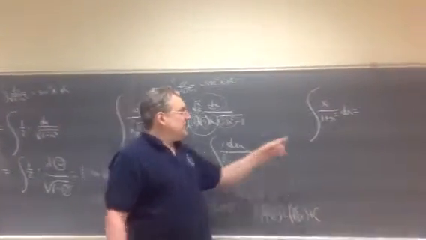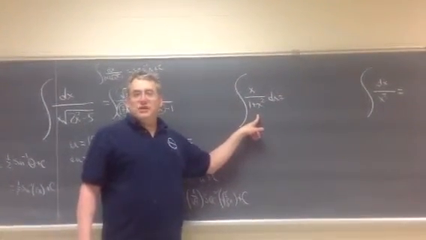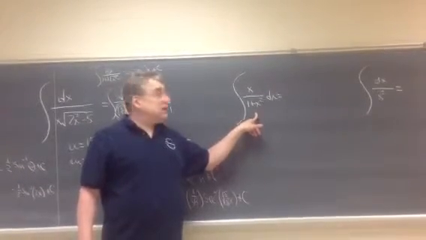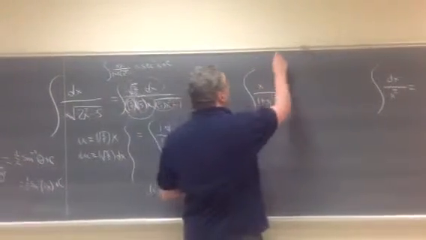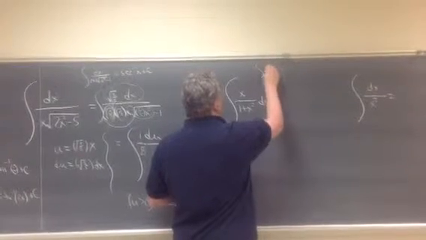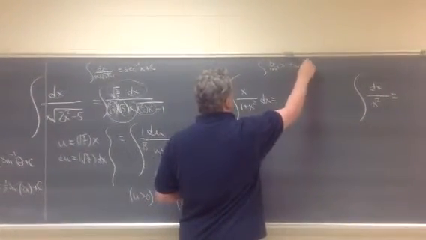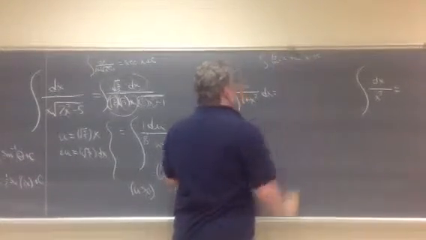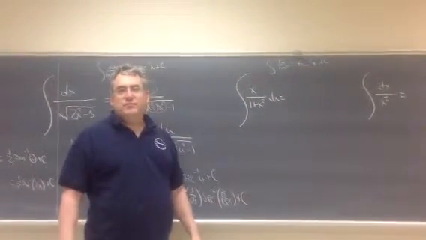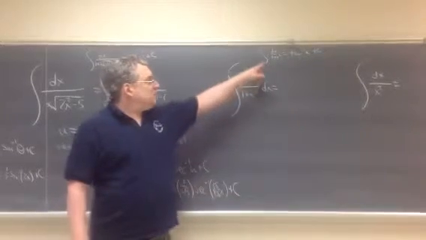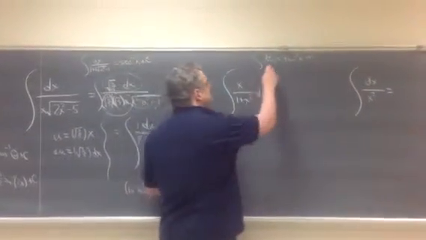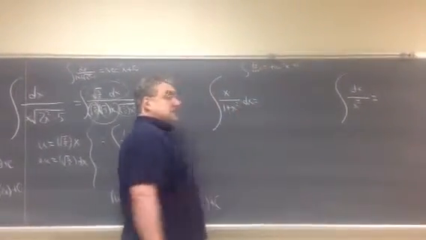Let's take a look at one more example related to inverse trig. I've got this. It looks like we're going to be dealing with the integral of dx over 1 plus x squared, which is the inverse tangent. But there's that x. There's no u substitution involved here. So that x has to, well, it's a problem.